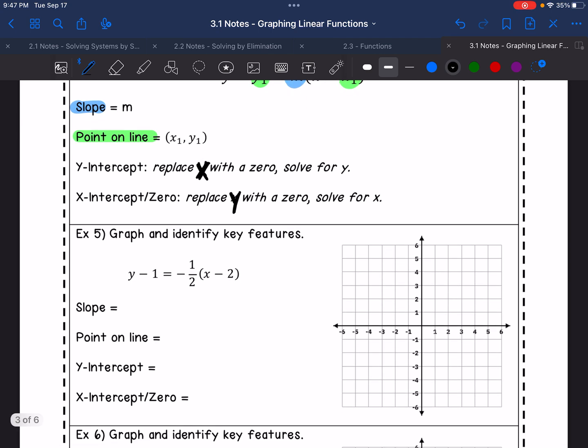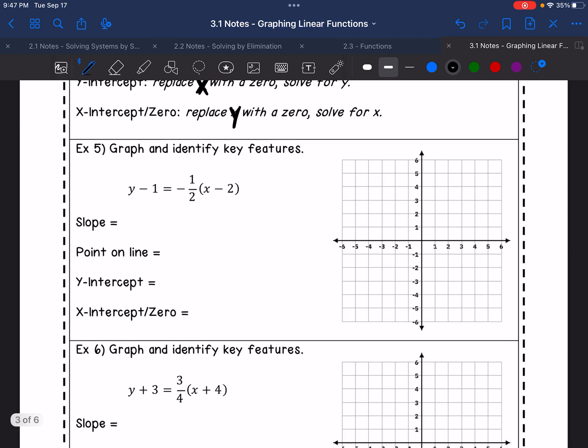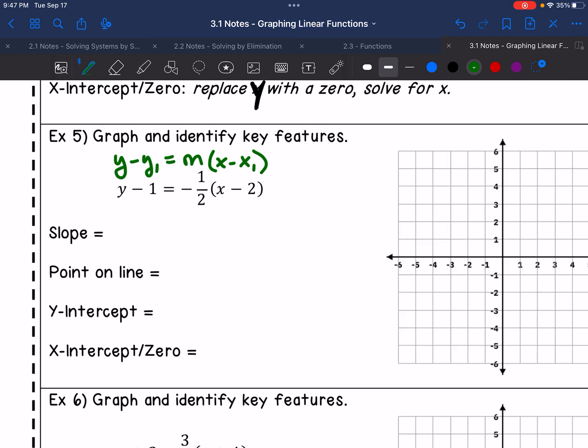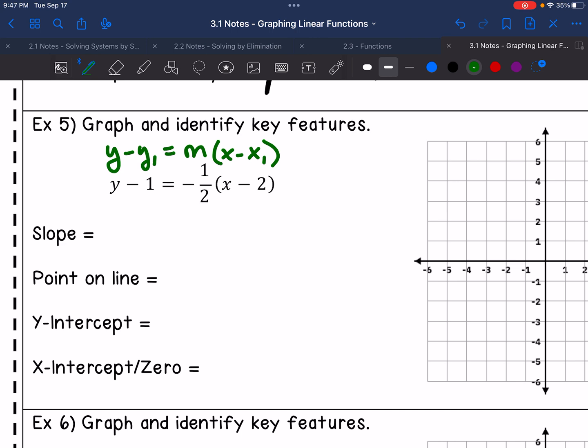All right, so let's start practicing with point slope form. I'm going to write my point slope form: y minus y1 equals m times x minus x1. Starting off with slope, here's my m outside those parentheses. So my slope is negative 1 over 2. That tells me my line is going down 1, right 2.